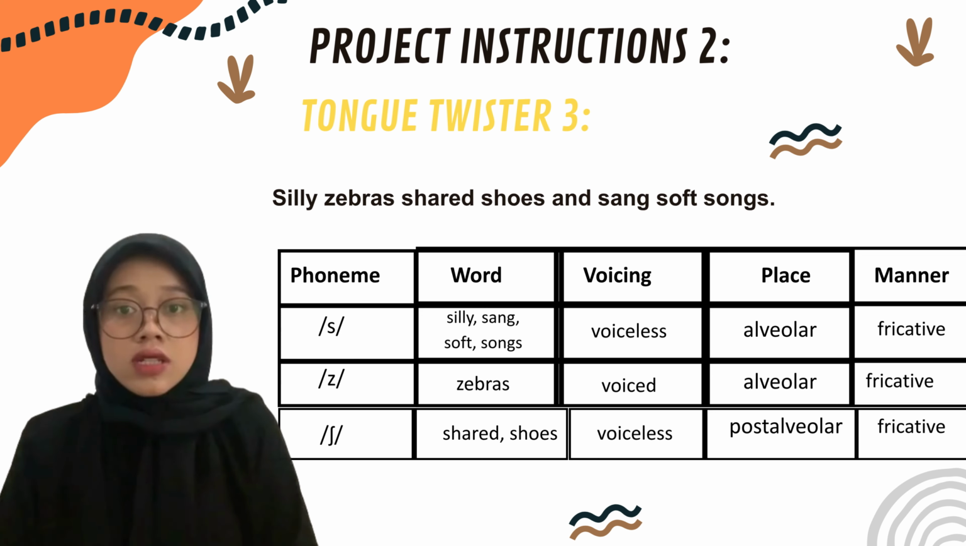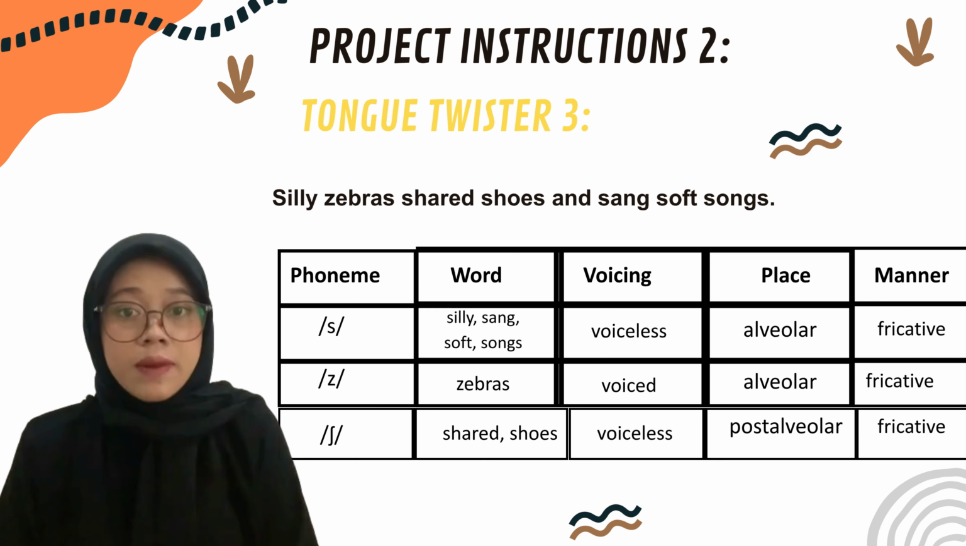And the last, tongue twister 3. Sally sees Sue and sings a soft song. The first phoneme, s: the words Sally, sees, soft, and song. Voicing: voiceless. Place of articulation: alveolar. Manner of articulation: fricative.